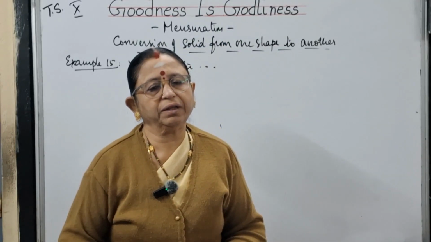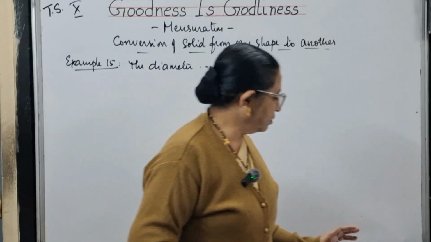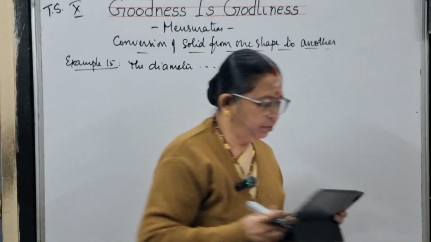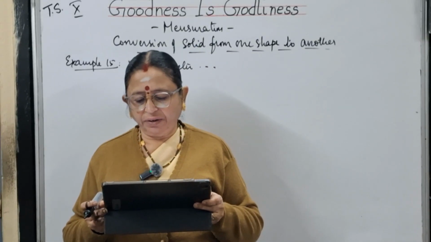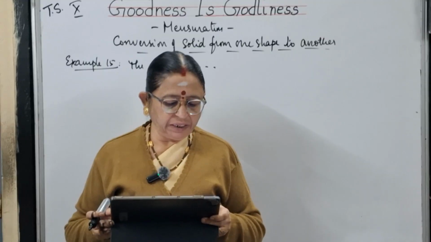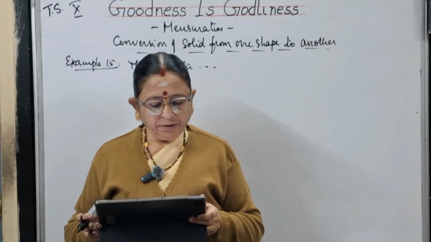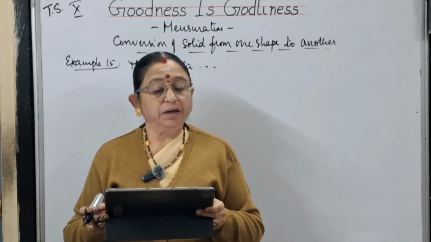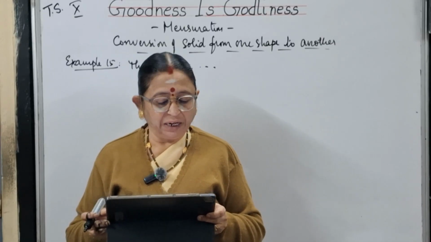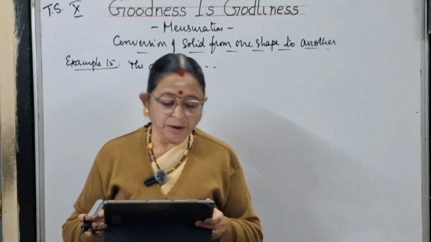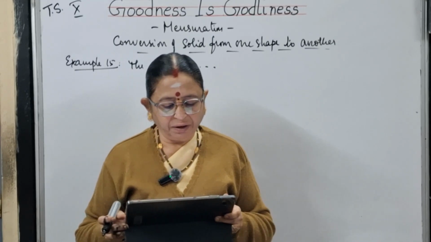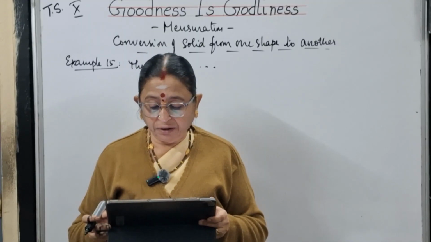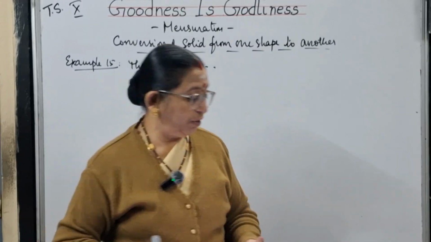I am now dealing with 10th class maths mensuration, in that example 15. Example 15: the diameters of the internal and external surfaces of a hollow hemispherical shell are 6 centimeters and 10 centimeters respectively. A hollow hemispherical shell is there, and its outer diameter is 10, inner diameter 6 centimeters. It is melted and recast into a solid cylinder of diameter 14 centimeters. Find the height of the cylinder.